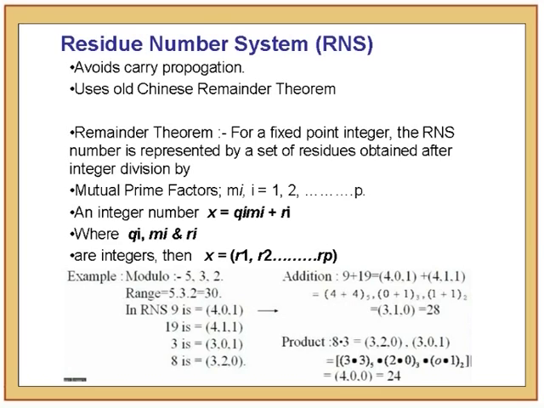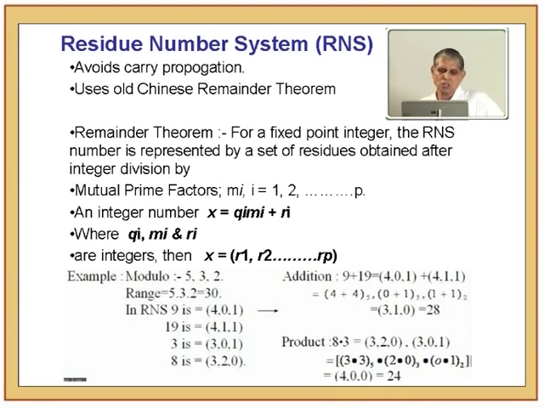Just to give an idea, we start with what is called a modulo. The modulo is a choice, a basis we choose. Say, for example, I choose a base of 5, 3, 2. Then the maximum data it can store is the product of the three, that is 5 into 3 into 2, which is 30. So the total numbers this RNS modulo can represent is up to 30. And I give an example.